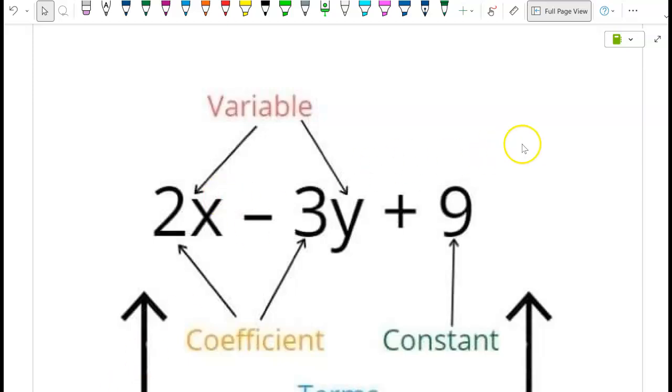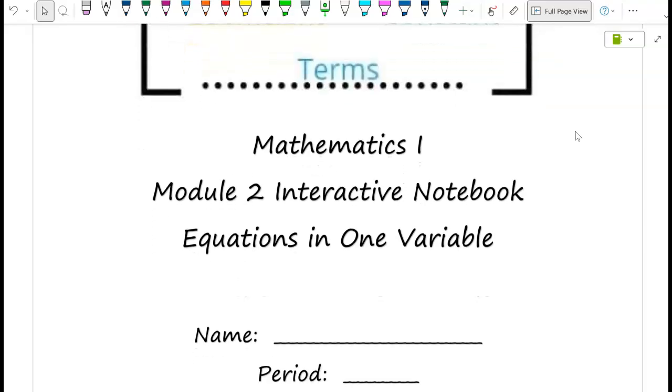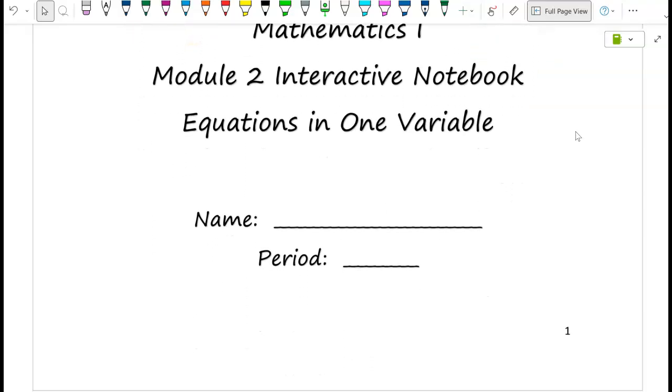All right, so we have our new Module 2 packet. Module 2, equations in one variable. Again, we should have already put our first and last name on our packet, and then put our period number.